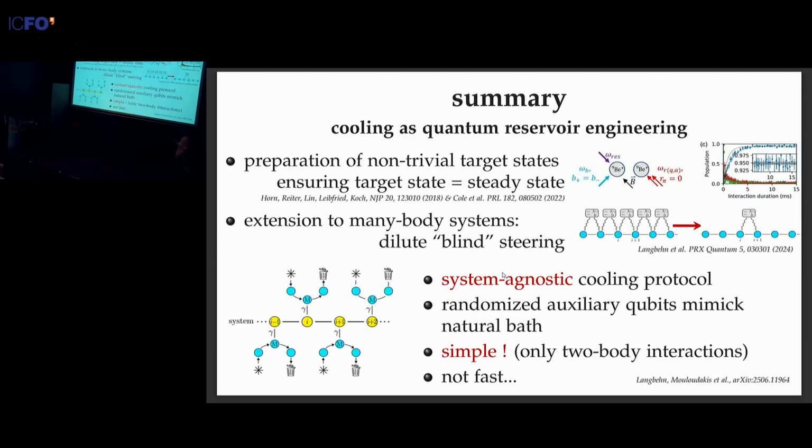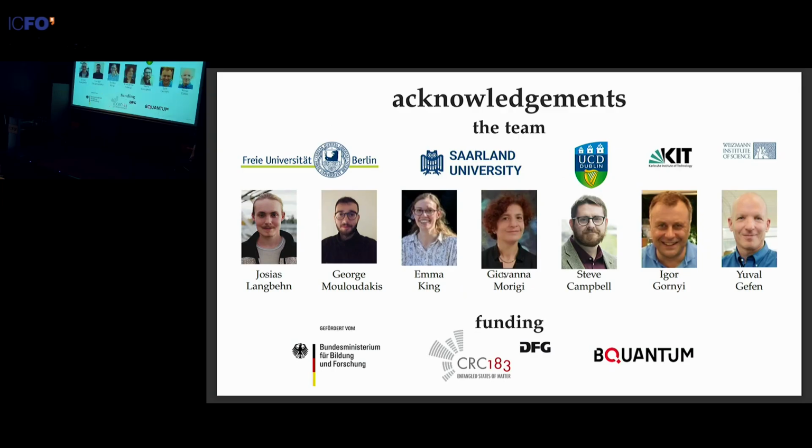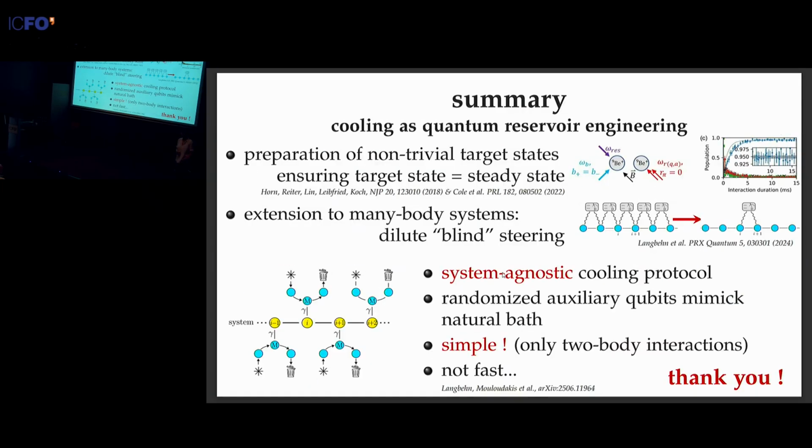And if you don't have these properties, then you can devise a system-agnostic cooling protocol by having a sort of stochastic collision model where you randomize both the meter splittings and the interactions. Key point, this is super simple because we really just want two-body interactions between our system sites and our meter qubits. But it's not fast. Okay. Let me remind you again of the team who did this work. And with this, I thank you for your attention.